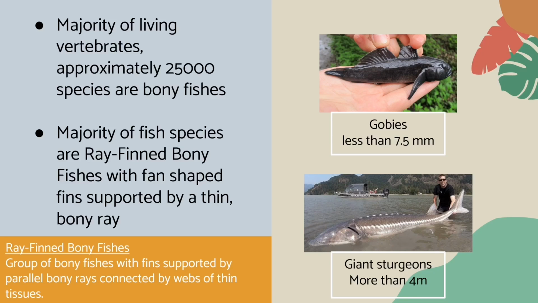So what are ray-finned bony fishes? It is a group of bony fishes with fins supported by parallel bony rays connected by webs of thin tissue. Their size can be less than 7.5 mm long, such as gobies, and can be more than 4 meters long, such as the giant sturgeon.